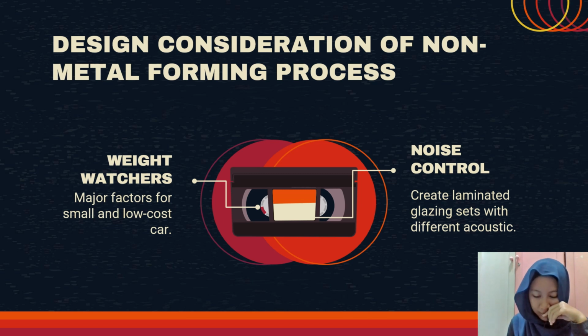The second point is noise control. Glazing has been used to control the noise, since glazing is now recognized as an important method of vibration and insulation. So, in other words, they will create laminated glazing sets with different acoustics for the car windows.